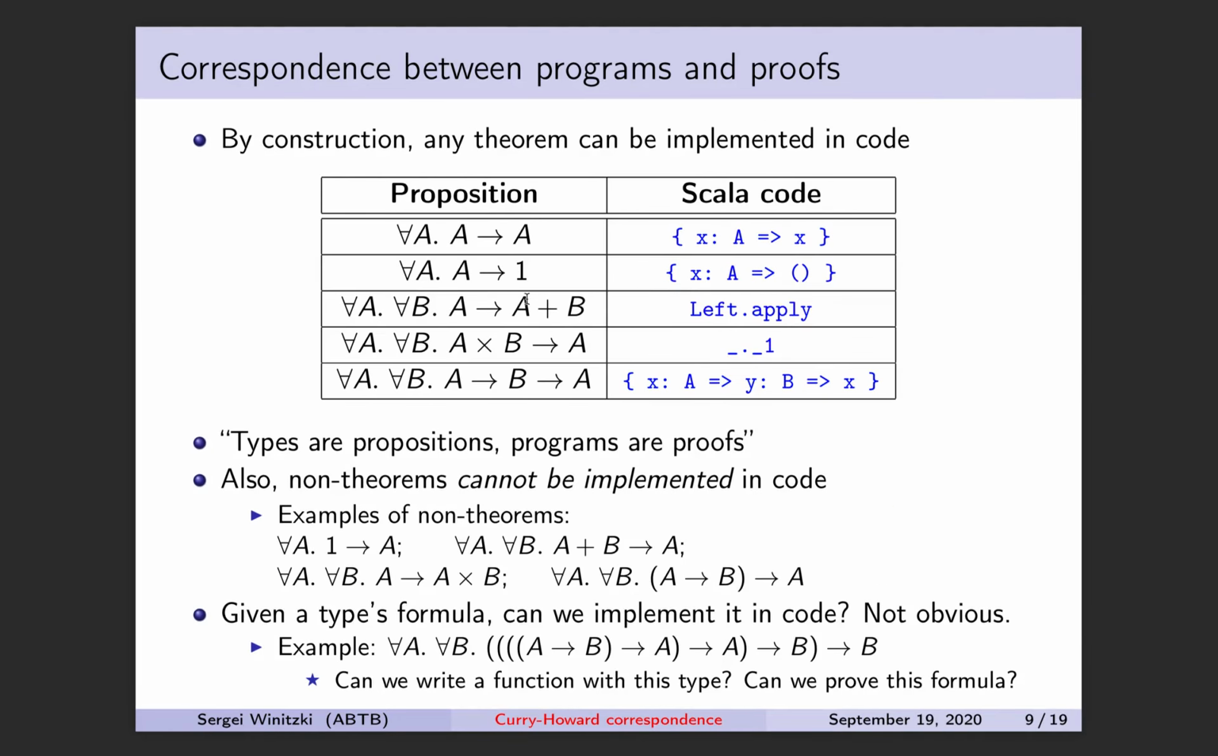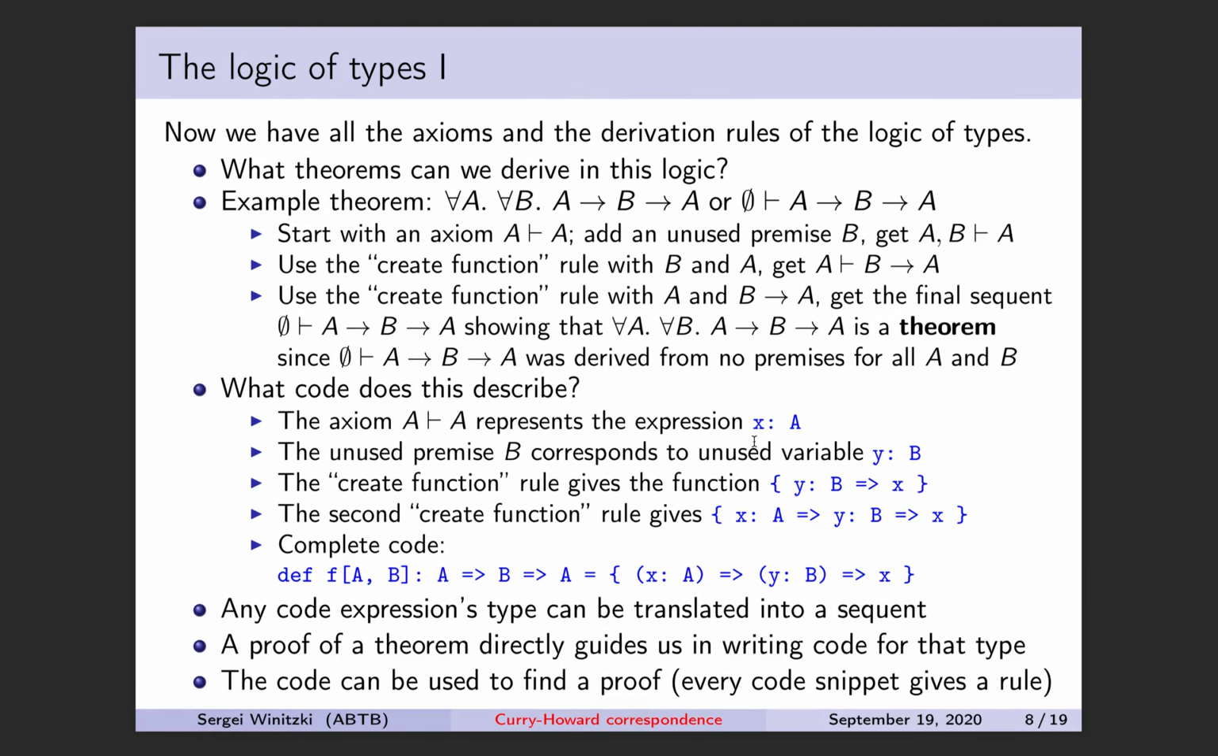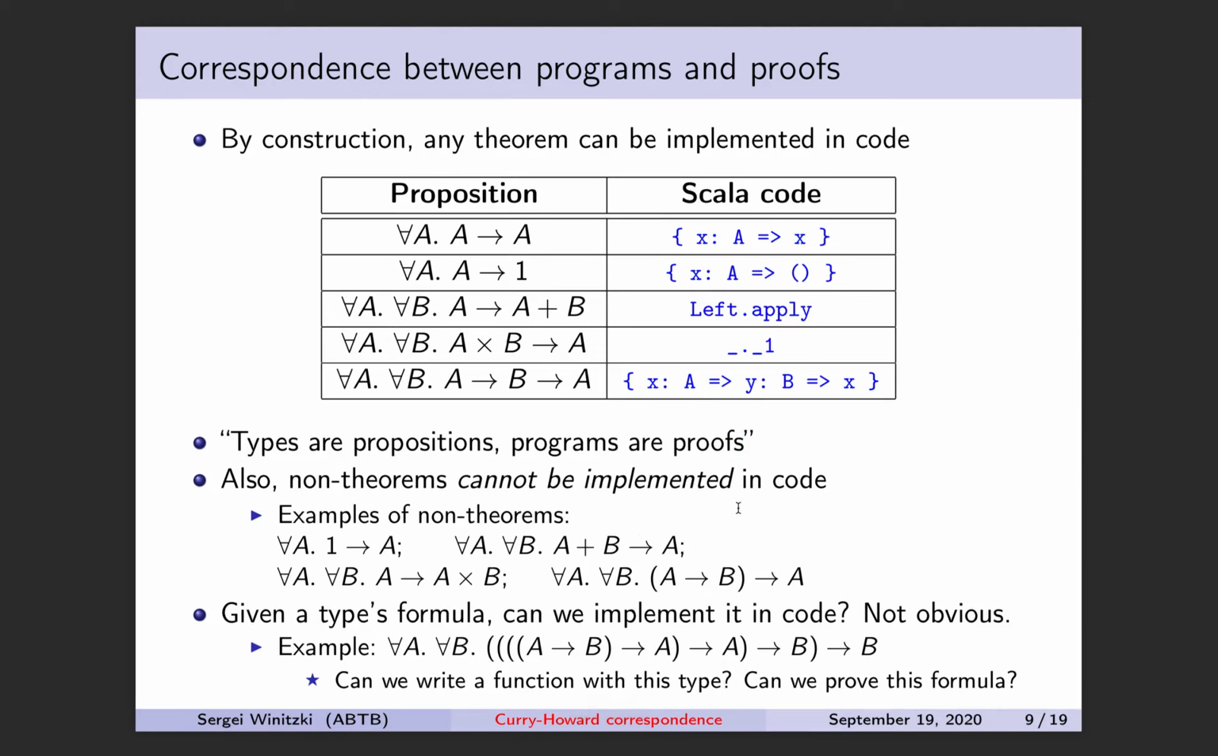Here are some more examples of propositions that can be implemented. By construction, all of these being implemented means that they are theorems, so they can be proved in the logic, and they can be implemented as code. To express the Curry-Howard correspondence more concisely, one says types are propositions, programs are proofs, but they're not exactly the same. They correspond to each other. You need to translate types into propositions, and you need to translate programs into proofs. But this is an example of how you can do that. I'll show another example later.